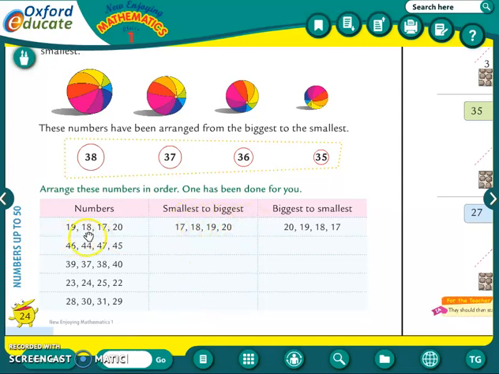See the numbers 19, 18, 17 and 20. Which is the smallest number of these? 17. So 17 is written first. After that, which number? 18. So 18 is written over here. We have to go from small to big. Then after 18, which number? 19. So 19 we will write then. Which is the biggest number over here? 20. So that we will write at last. So this is smallest to biggest.